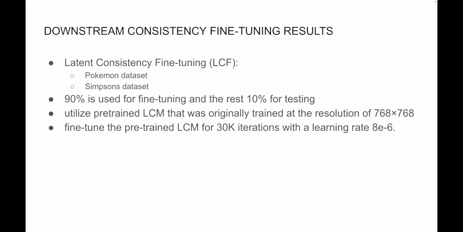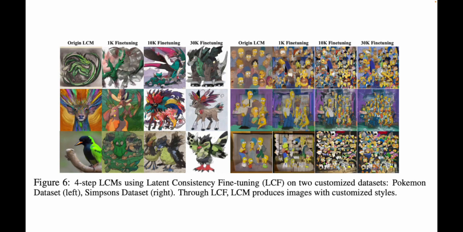The next part is the downstream consistency fine-tuning result. They use the Pokemon dataset and the Simpsons dataset to evaluate the latent consistency fine-tuning. 90% of the dataset is used for fine-tuning, and the remaining 10% for testing. They utilize the pre-trained LCM that was originally trained at a resolution of 768 by 768, and they fine-tuned it for 30K iterations with a learning rate of 8 times 10 to the power of -6. The figure shows that the fine-tuned LCM is capable of generating images with customized style in few steps, showing the effectiveness of the proposed method.